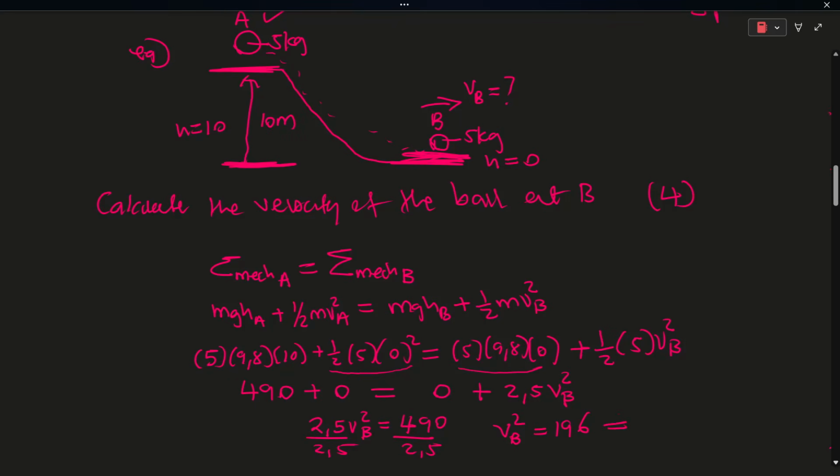Look at this, learners. How do you remove a squared? So V_B is equal to the square root of 196. So what is the square root of 196? You all agree that it's 14. So the answer will be 14 meters per second. 4 marks. I hope it's clear.